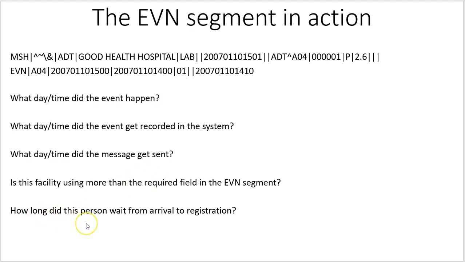So here's the real question. How long did this person wait from arrival to actually being registered in the system? Well, a little math will easily tell me that. The patient checked in at 1410, and they didn't actually get their registration placed in the system until 1500. So they waited 50 minutes. They sat 50 minutes after they checked in before their registration was processed and sent to the lab.